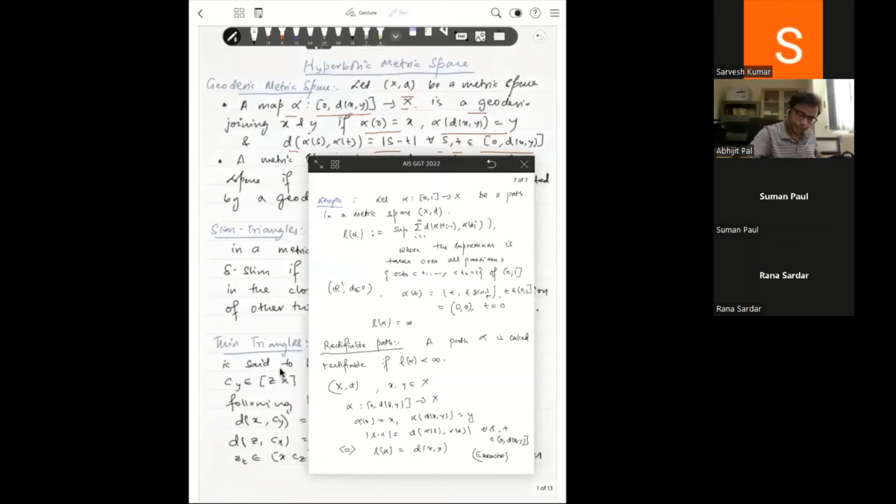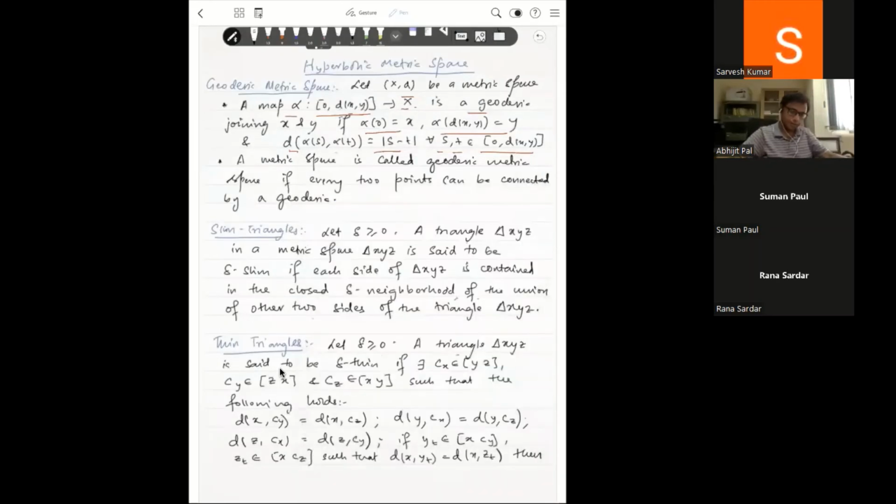So now let us come to this thing. This definition of geodesic is equivalent to this length minimizing path. If you are unable to do this, you can do it in the tutorial. A metric space is called a geodesic metric space if every 2 points can be connected by a geodesic.